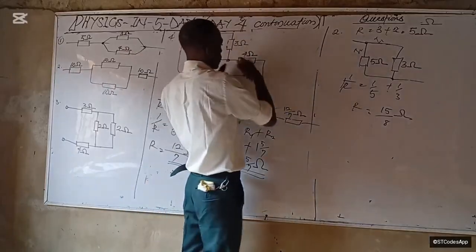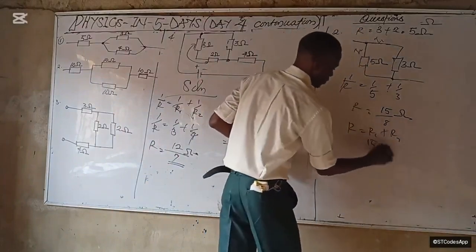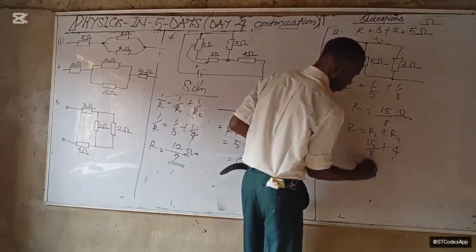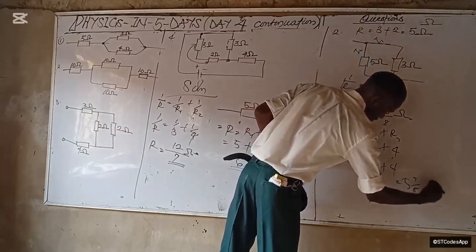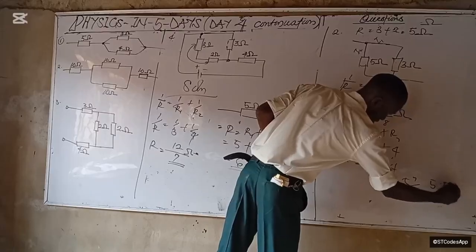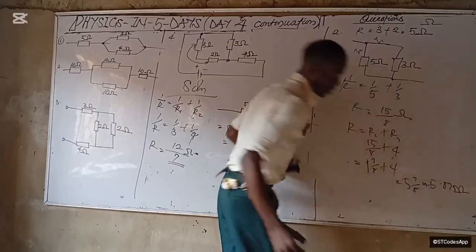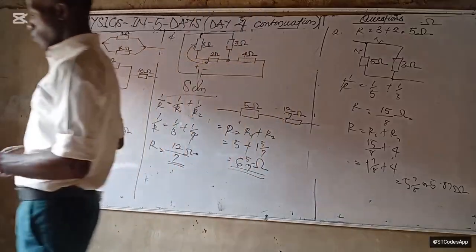So this guy plus this guy will now be our R1 plus R2. That will be 15 over 8 plus 4. What does that become? 15 over 8 is 1 and 7 over 8, plus 4, that is 5 and 7 over 8, or 5.875 ohms. Isn't it? 7 over 8 is this one by now. Okay, are we good?